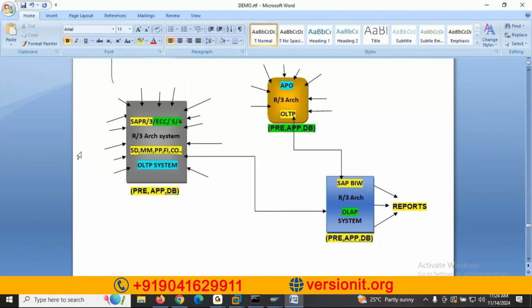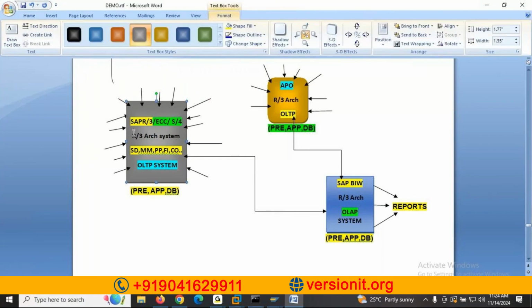Got it? Now draw three boxes in the same way what I have drawn. First box, name it as R3 only. If you don't want to name it ECC or S4 HANA, you can remove that. Name it as R3 only, because we are telling you that these systems follow an R3 architecture, SAP R3 system. This is R3 architecture, even this is R3 architecture. Architecture is same, but the names of the systems differ.